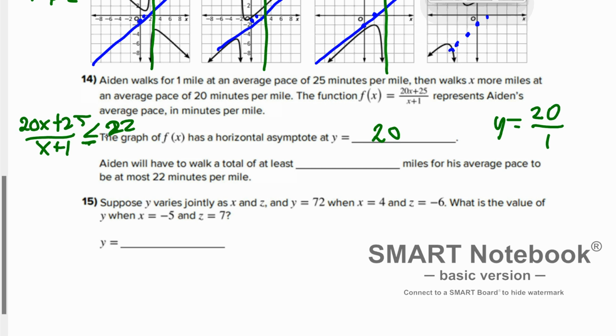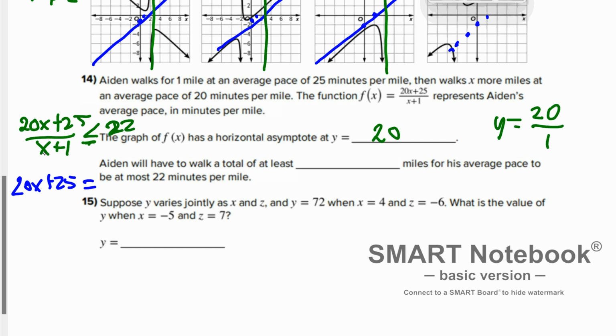So then, just solving this, we know it can't be -1, which makes sense, you can't go -1 miles per hour. All right, so how do we get rid of dividing by x plus 1? Well, we multiply by x plus 1. Okay, so then we have 20x plus 25. We can get rid of this inequality. We come back and test it.